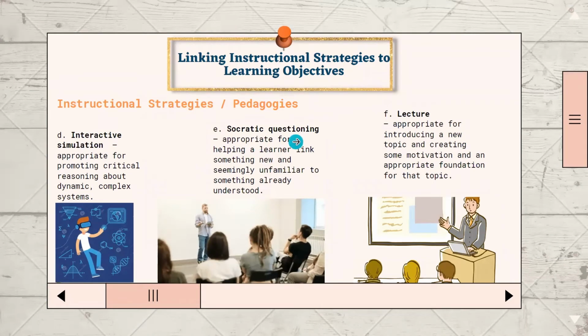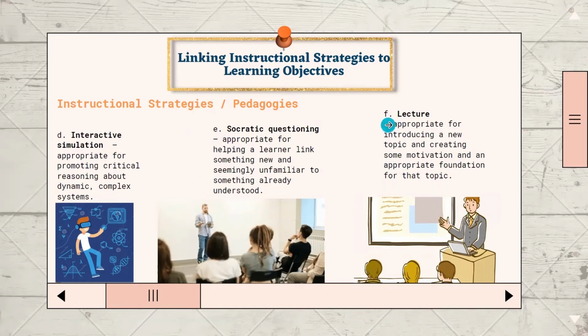Next is Socratic questioning. It is appropriate for helping a learner link something new and seemingly unfamiliar to something they already understood. The Socratic approach to questioning is based on the practice of disciplined, thoughtful dialogue. Socrates, the early Greek philosopher or teacher, believed that disciplined practice of thoughtful questioning enabled the students to examine ideas logically and to determine the validity of those ideas.